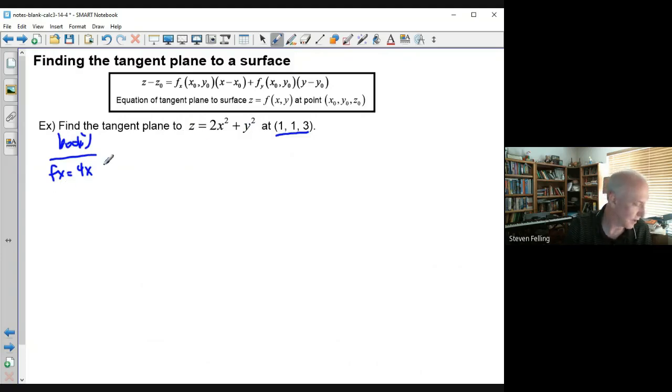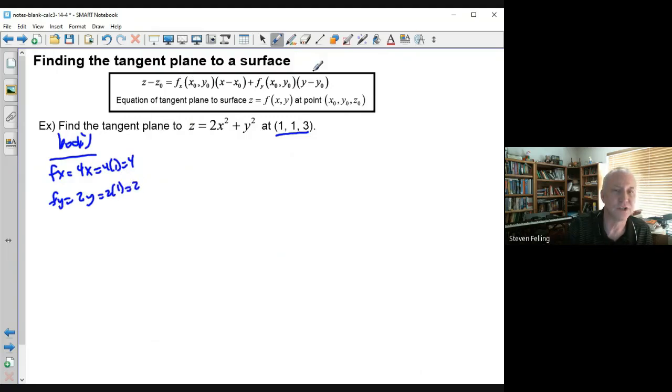And then you can find fy, which would be the partial derivative with respect to y, which would be 2y. And then evaluate those at the point. So this particular one, I'd have to plug a 1 in for x, so it's 4 times 1, so it's 4. So the slope is 4 in that direction. And then fy would be 2 times y, which is also 1, which would be 2.